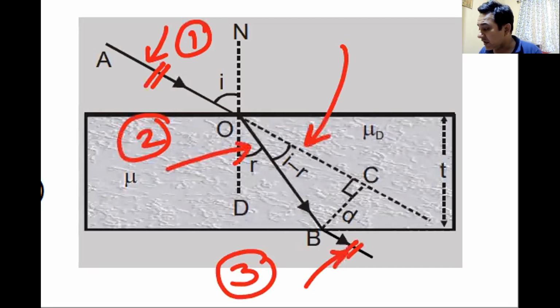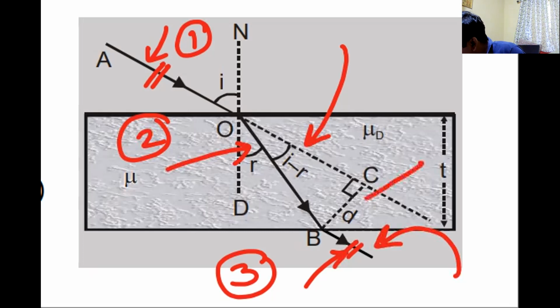If there was no glass slab, it should have gone straight. Yes or no? But right now, it is not going along that path. It is going along the path of the third ray. It has shifted by some amount. Can you see this amount by which it has shifted? It has shifted parallelly. These two rays are parallel. It has shifted parallelly by an amount D. Do you see that amount D? Yes or no?